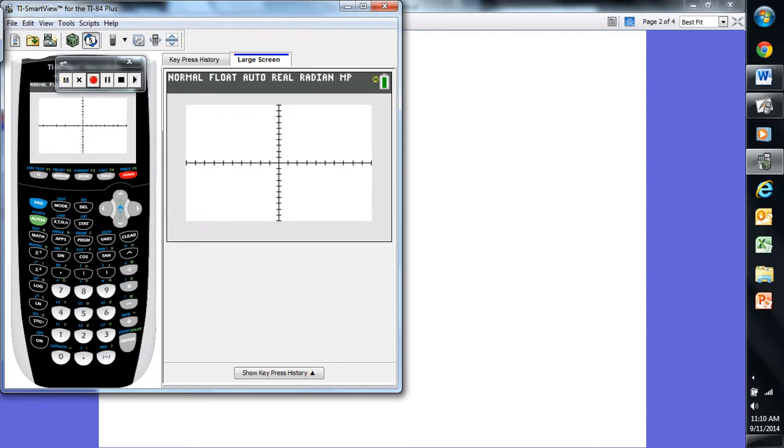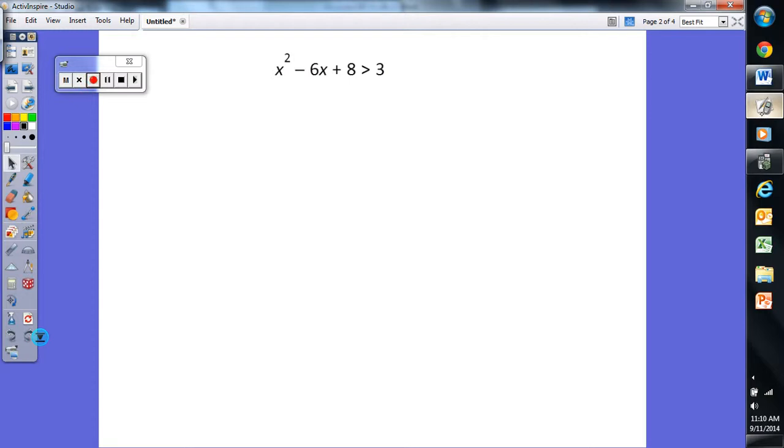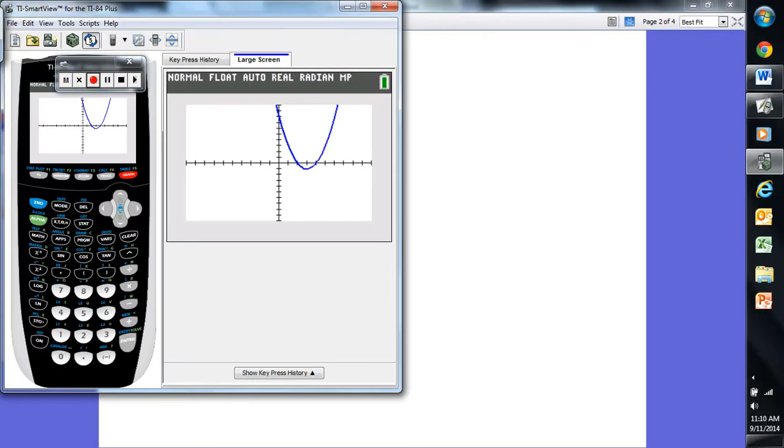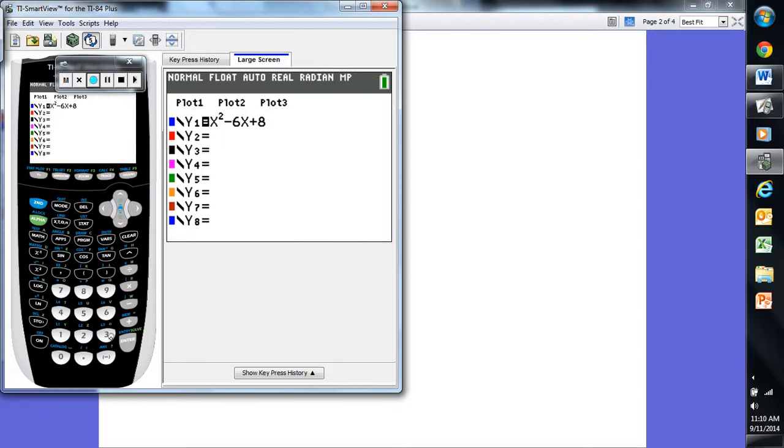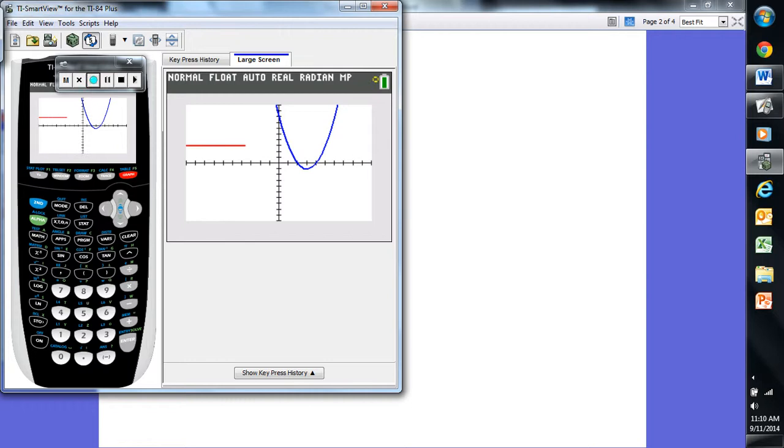The question is asking me to find out in which interval this graph is greater than 3. When is this graph greater than 3? So I'm going to put 3 into y2. And you can see that it's greater than all the way up until here, and then from here to the right. That's when the blue is bigger than the red.